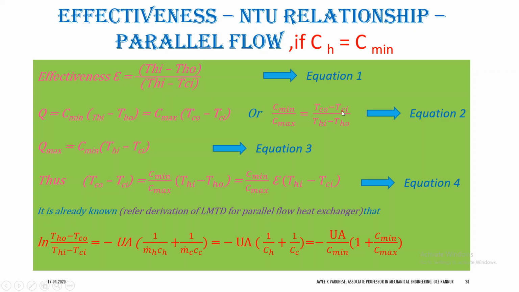And whenever we see TCO minus TCI, we will write that as C min by C max into THI minus THO, and then THI minus THO will further be written as epsilon into THI minus TCI. So TCO minus TCI will be epsilon into C min by C max into THI minus TCI. So that's why these relations are used here.